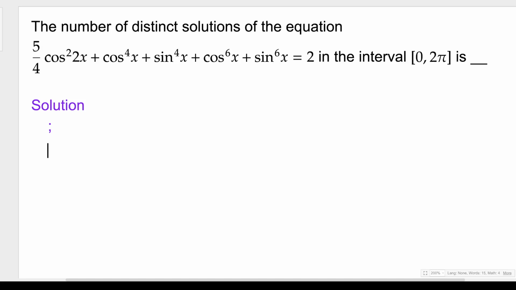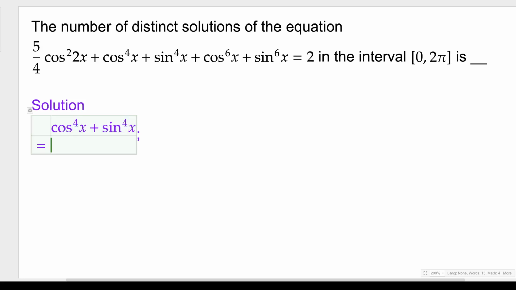So first of all, if we are aware of this identity, cos x power 4 plus sin x power 4 can be expressed as 1 minus 2 times cos square x times sin square x. Similarly, cos x power 6 plus sin x power 6 can be expressed as 1 minus 3 times sin x square times cos x square. Now, I can just use the identity directly, but it will take some time to show you how that identity can be obtained.